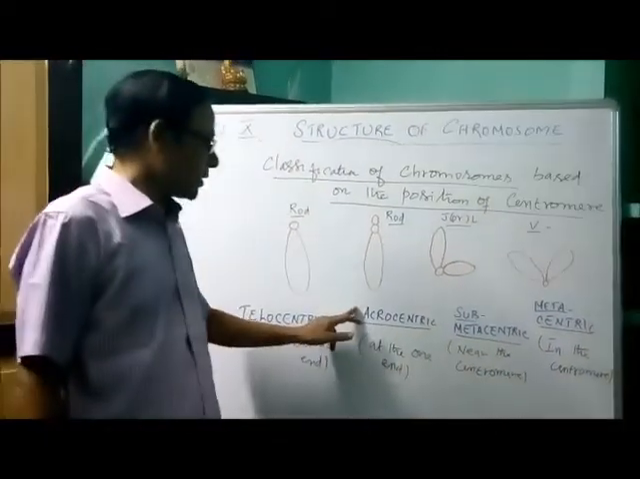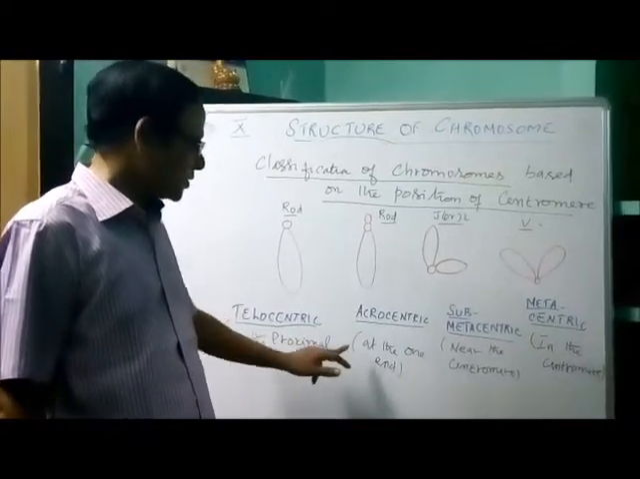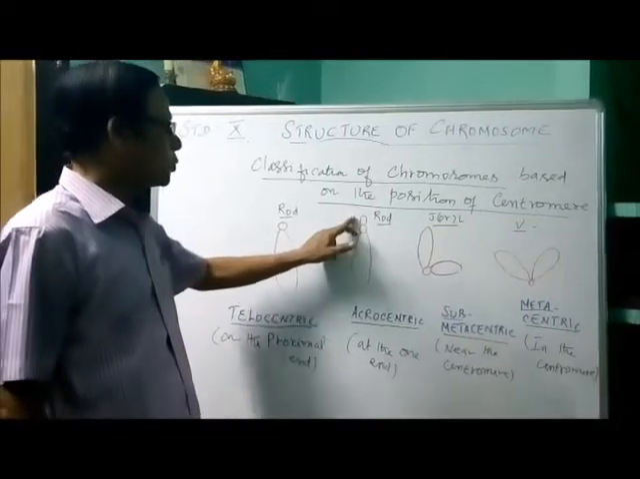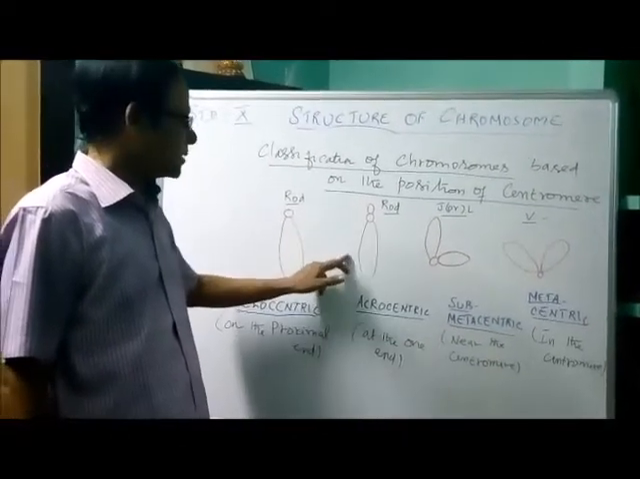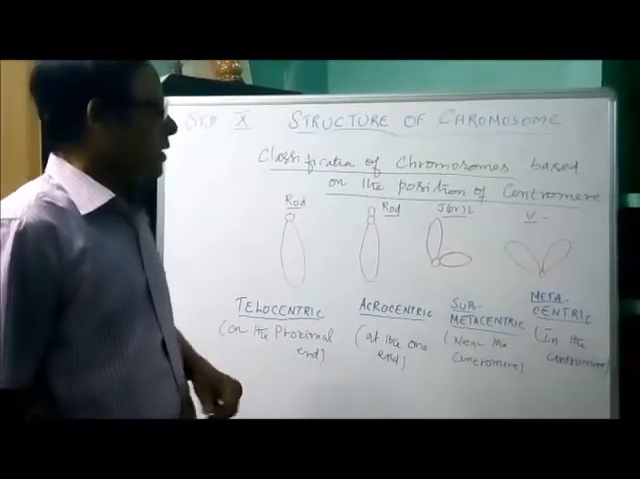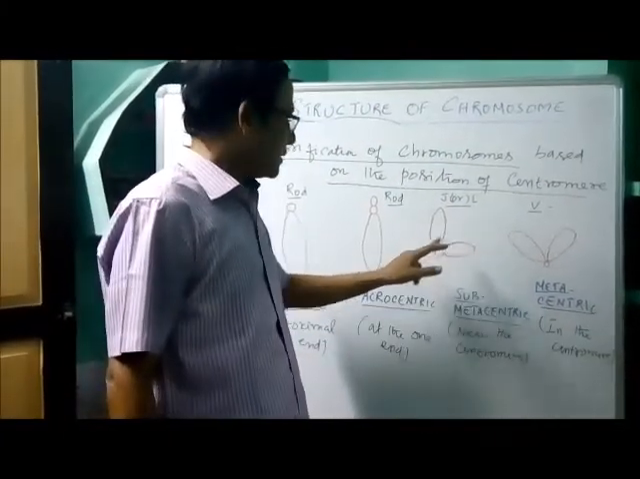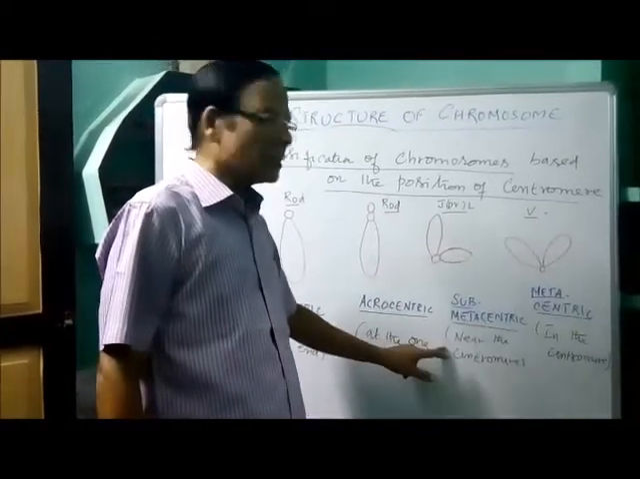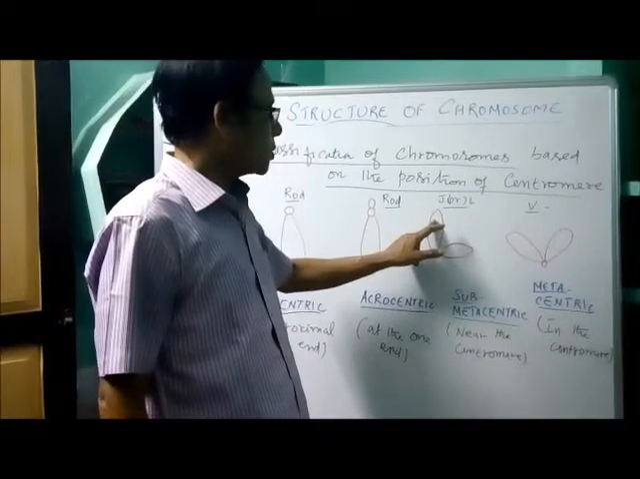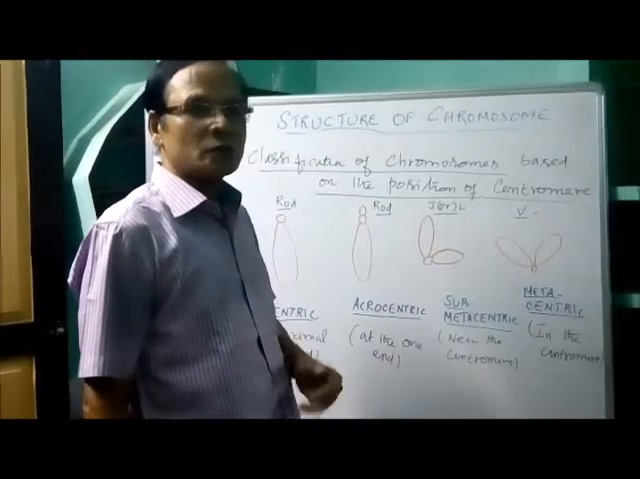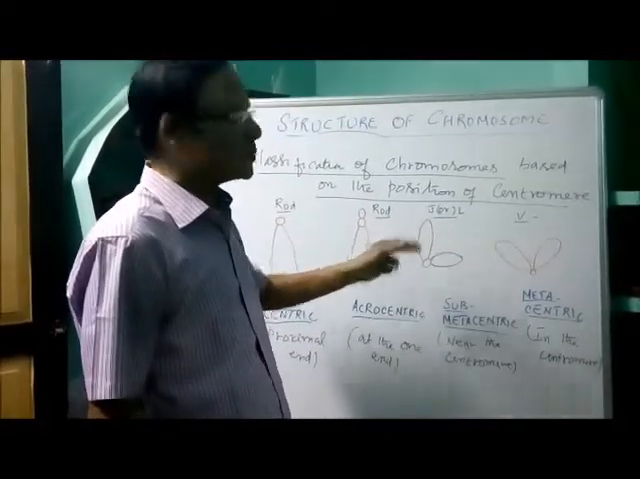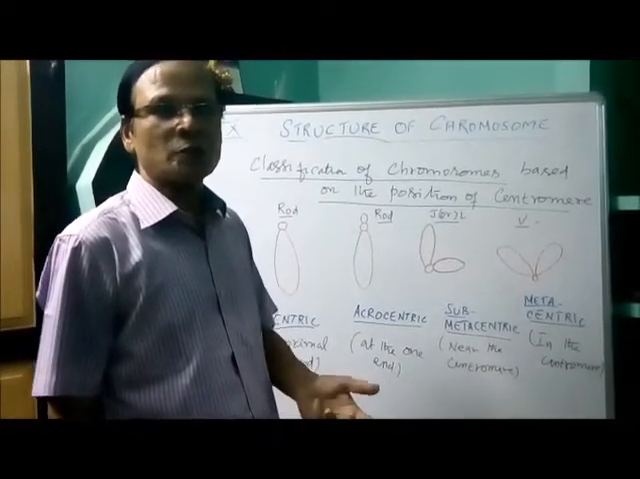Now the second one, acrocentric. Here the centromere is present at one end of the chromosome, so that we have two arms, one short arm and another a long arm. So the chromosome is rod shaped. And now the third one, submetacentric, the centromere is present near the center. So we have unequal arms, one long arm, one short arm. So it gives the appearance of a J shape or L shape.